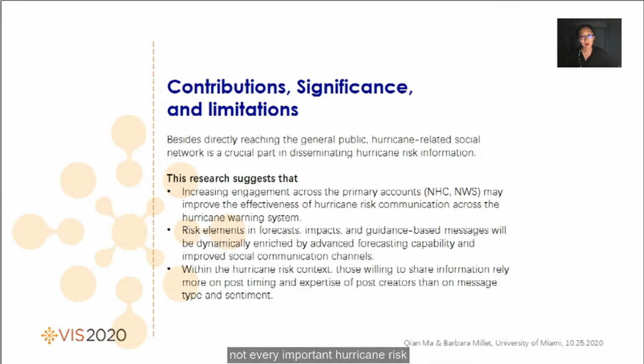Not every important hurricane risk information can reach the general public without this bridge. From our research, we found that the communication among hurricane risk-related accounts is more likely to rely on post timing and the accounts' expertise. Besides, hurricane risk information can be improved with the rapid development of advanced forecasting techniques and capability.